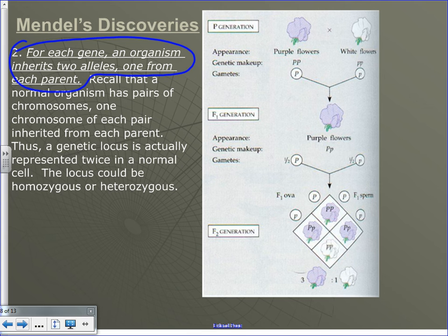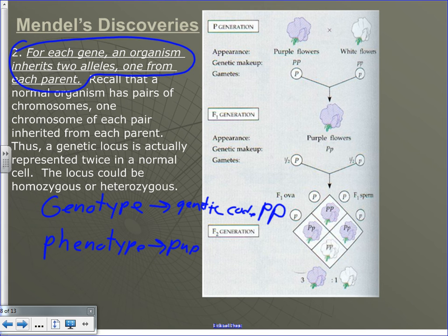Now, two other terms: genotype and phenotype. Genotype is your genetic code, so like the example would be capital P, capital P. Your phenotype is what you show: purple flowers. So your blood type is your phenotype. It's what you show. Your genotype is what gave you that blood type, your AO or BO or AA or whatever.